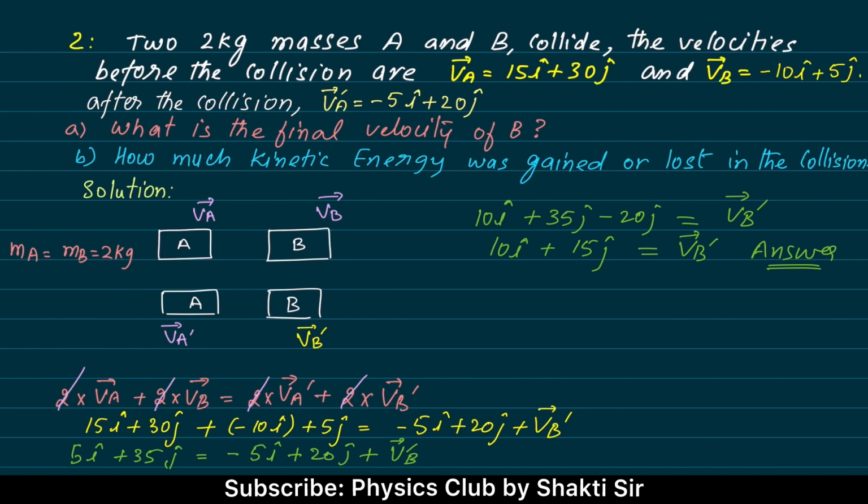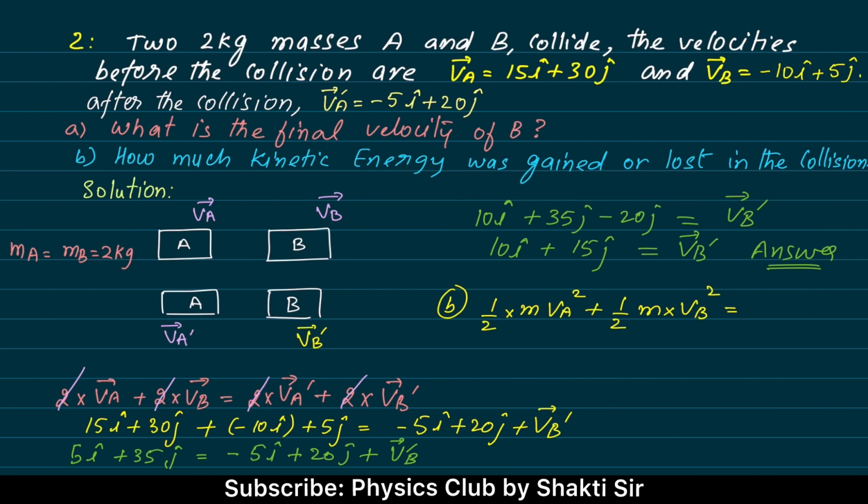Now let's move to part B. How much kinetic energy was gained or lost in this collision? So they are asking about the kinetic energy. So let's try to solve for the kinetic energy. Initially the kinetic energy is 1 by 2 mass and VA square plus 1 by 2 mass multiply VB square. This is the initial kinetic energy, right? So initially we have this much kinetic energy.